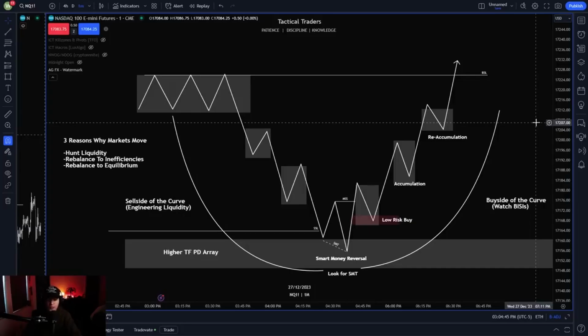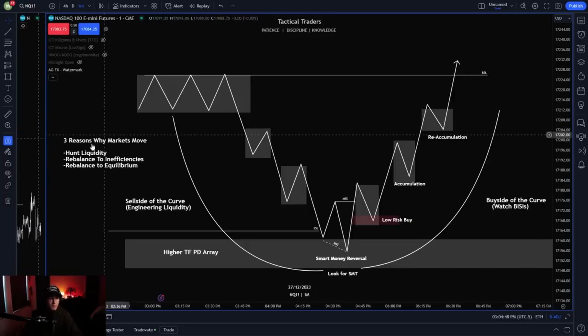Okay? So these are the first things that I want to talk about, because this is going to be the foundation of why we think the market goes to where it's going to go, and it gives us a good understanding of why the market model actually works.